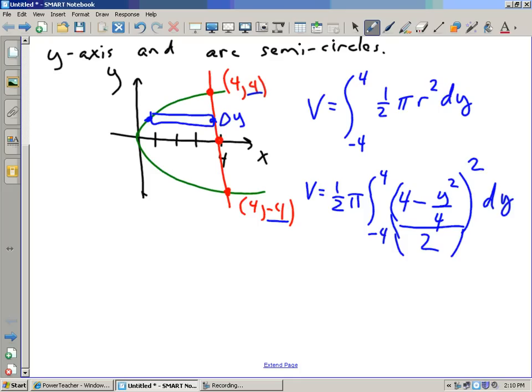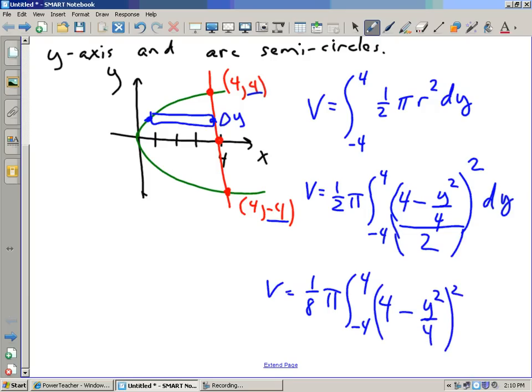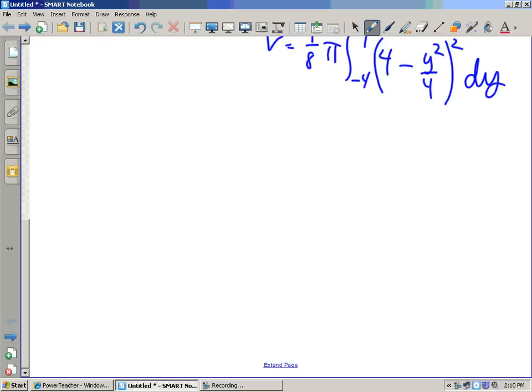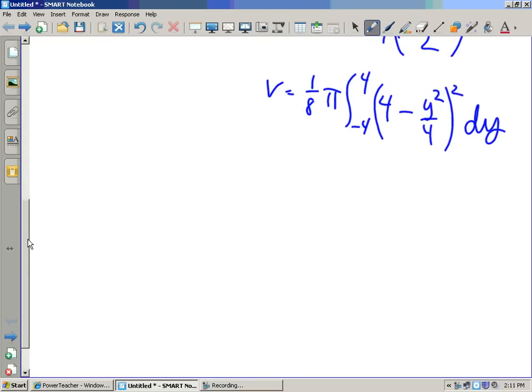Okay, next. We can square inside in the denominator, divided by 2, so that becomes a 4. So volume, 1/8 pi, going from negative 4 to 4, of 4 minus y squared over 4, quantity squared, delta y. Now we're at a point where we're just going to evaluate the definite integral.